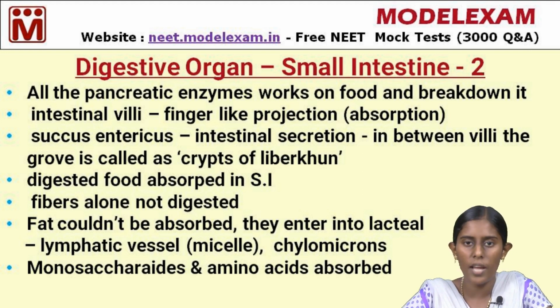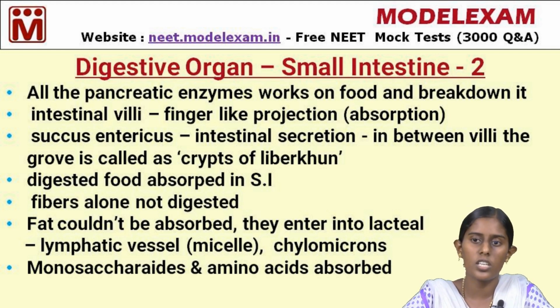Cellulase is an enzyme that helps in the digestion of cellulose. Cellulose is the fiber found in plants. All herbivorous animals have this cellulase enzyme to digest cellulose. Because of the absence of cellulase, the fibers alone are sent as waste into the large intestine region.